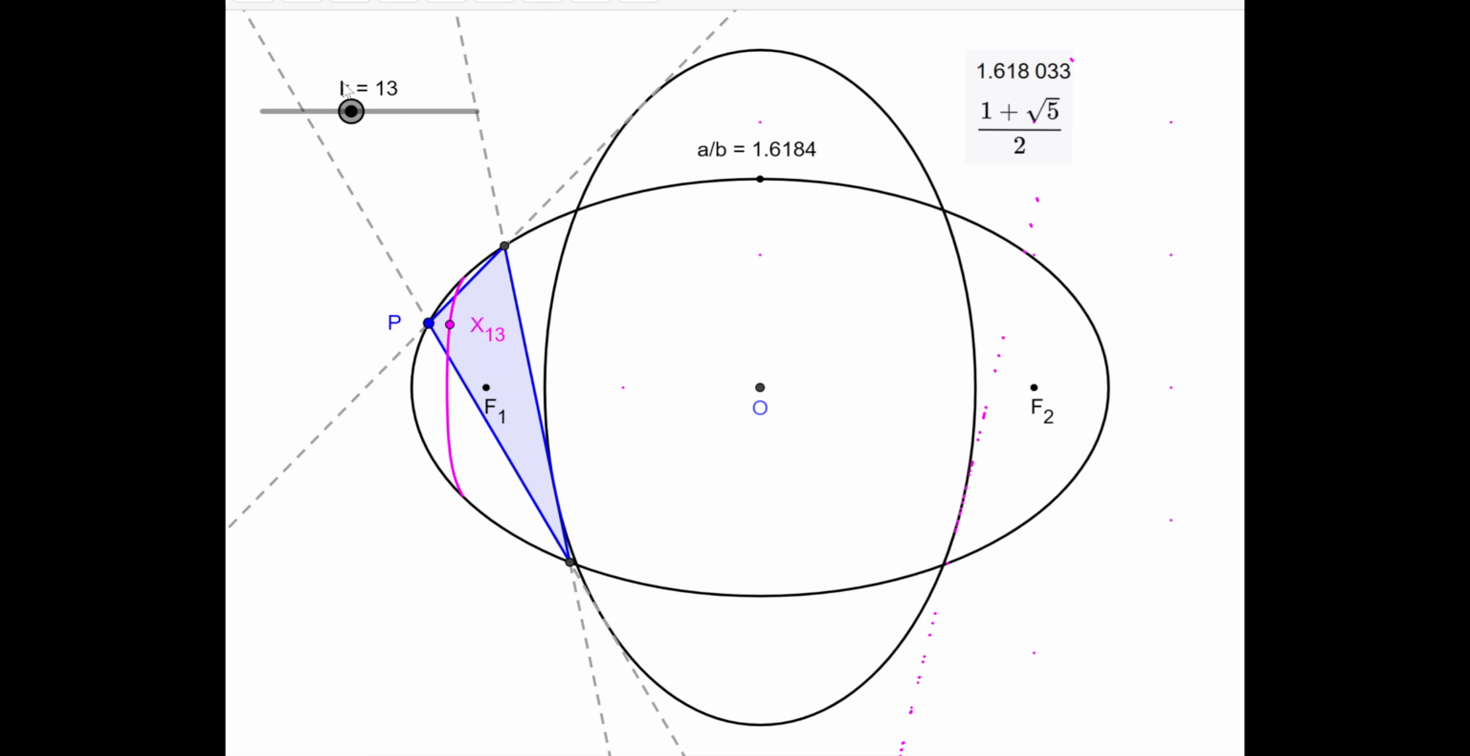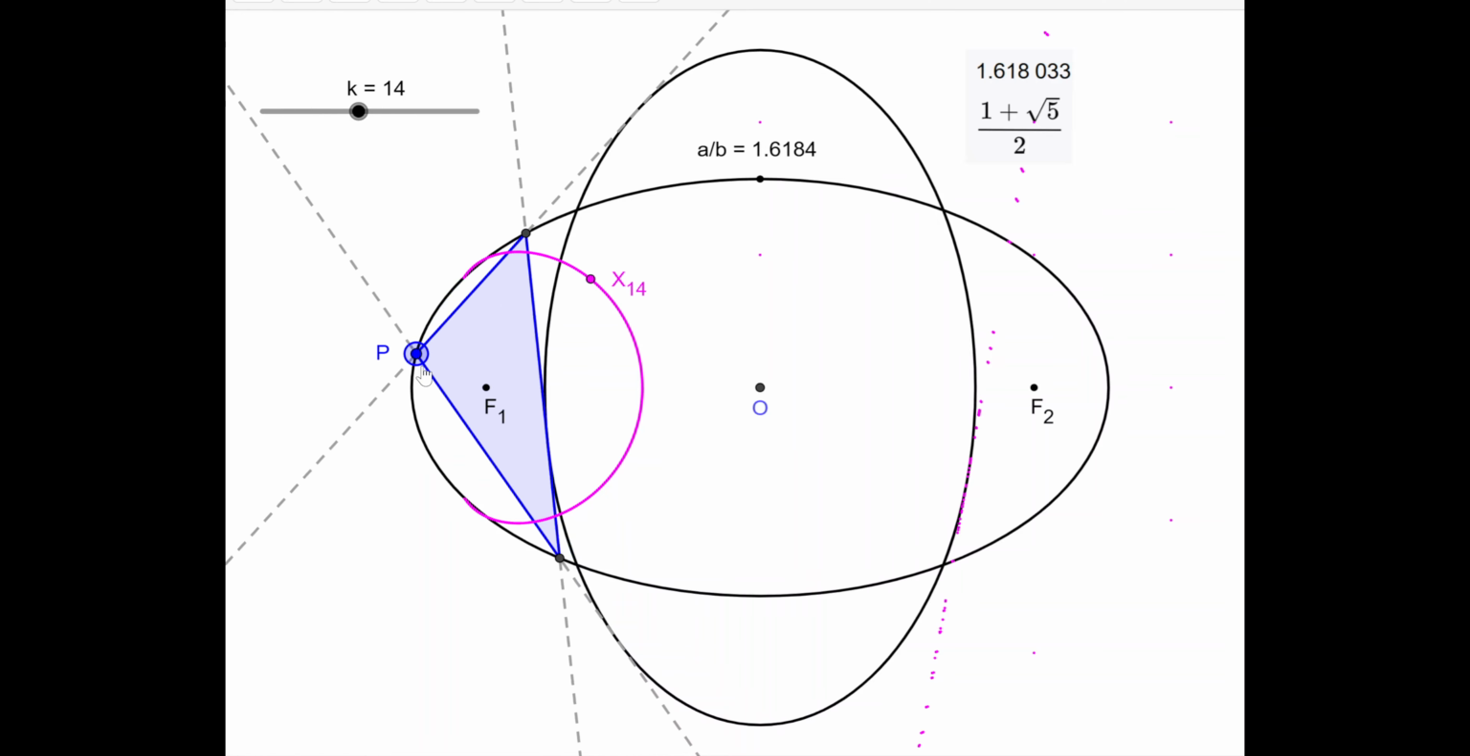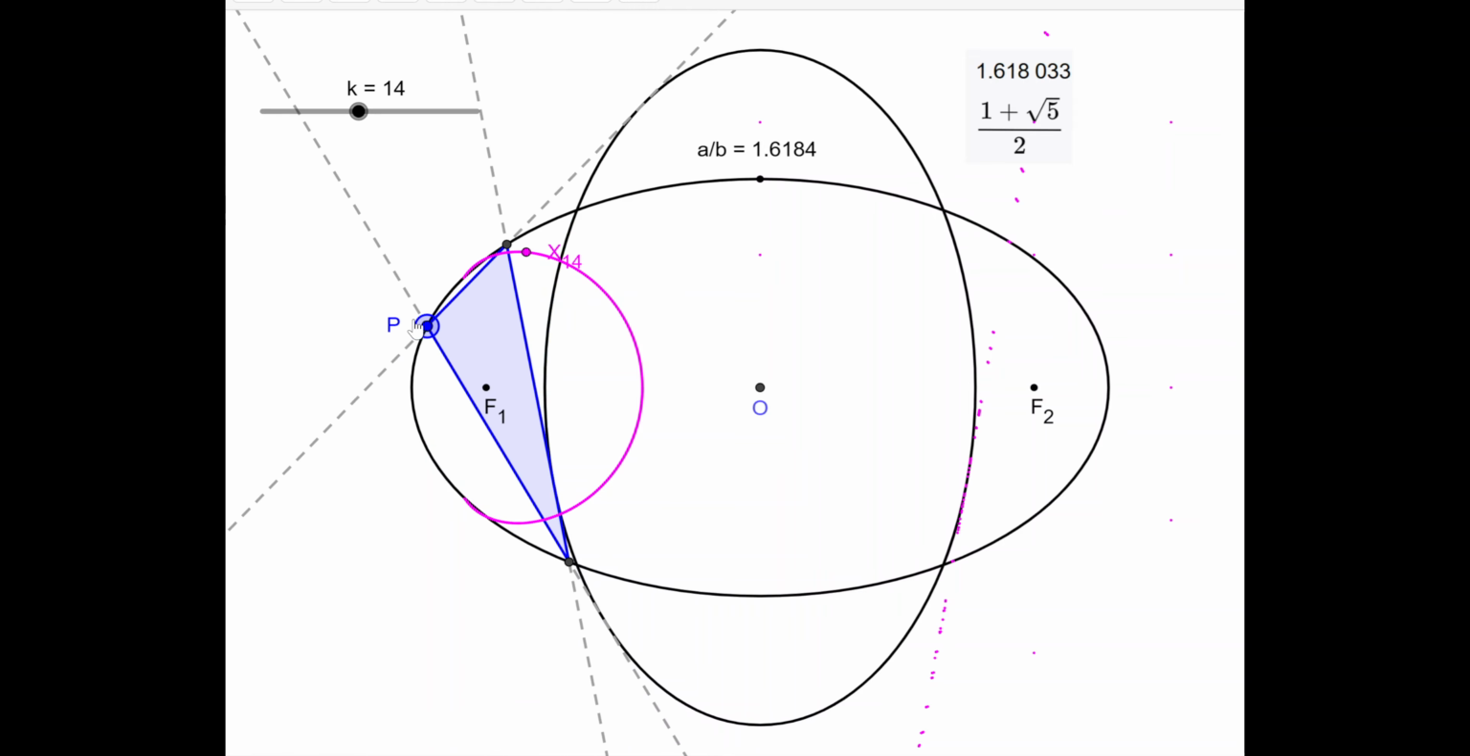X12, 13. I want to get to X20. This is 14. It looks interesting, but it's not, because you can see here that it's actually slightly overshooting. It looks like it's a nonlinear beast, okay? Or a non-circular beast. Here's X15.